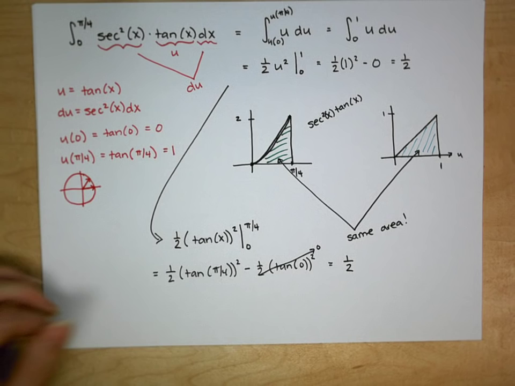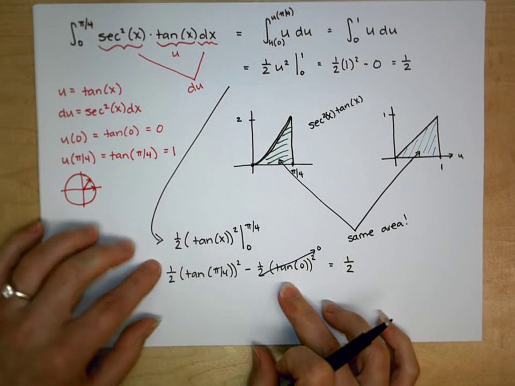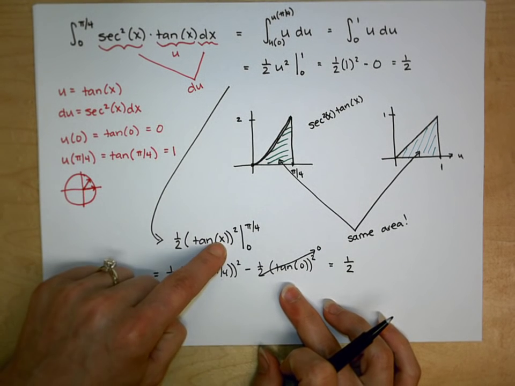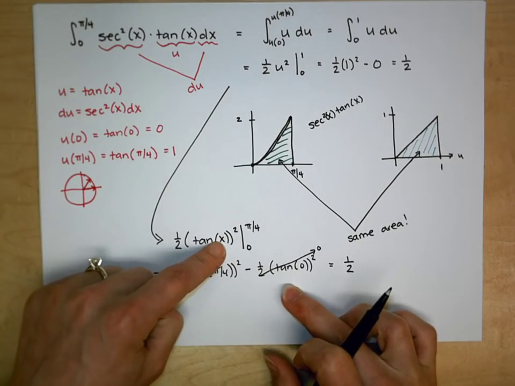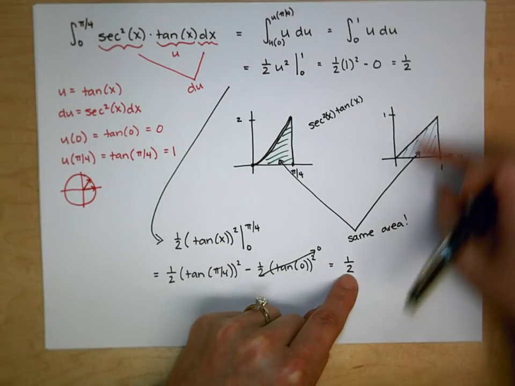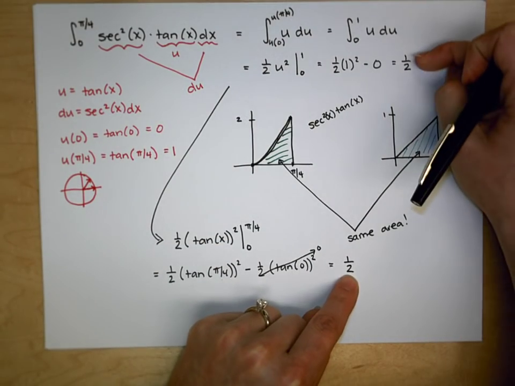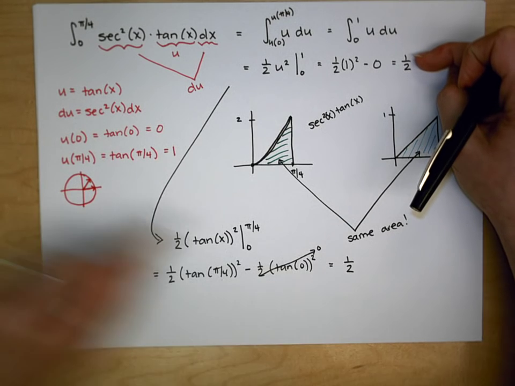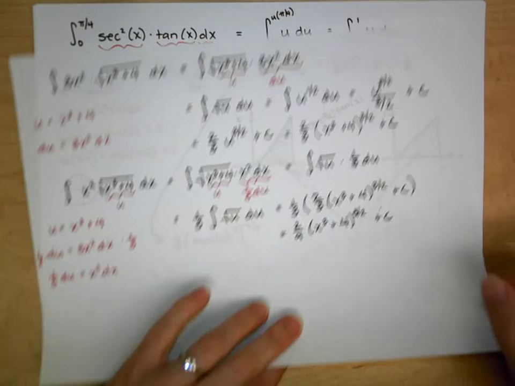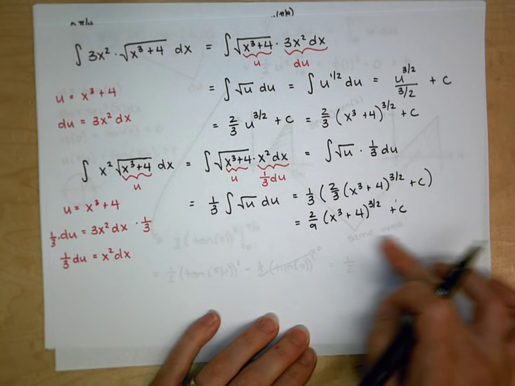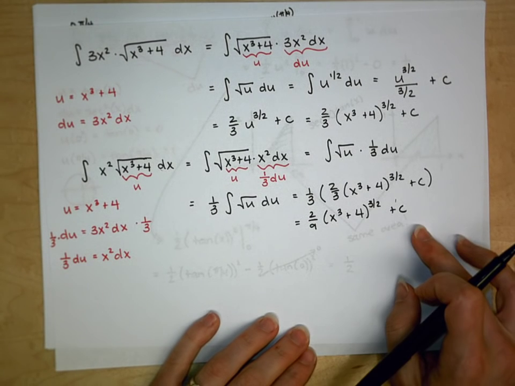So you don't have to go back and replace it in terms of x if you're looking at a definite integral, because you're going to get a number out anyway, and it's usually easier just to keep it in terms of u. If you're looking at an indefinite integral, you want your answer to be in terms of x, right? An indefinite integral gives a function as the answer, so that's what we want to get.